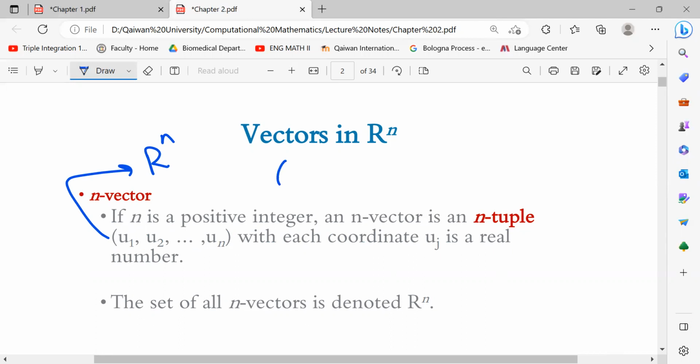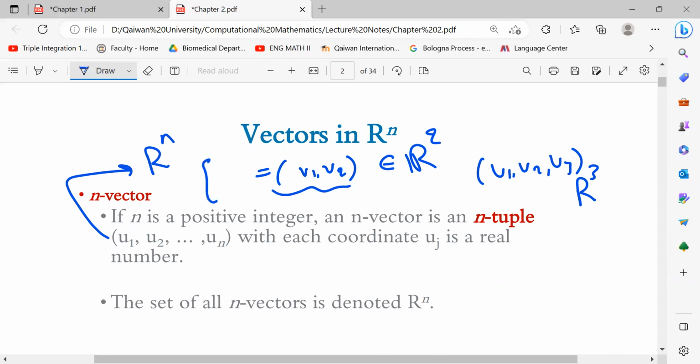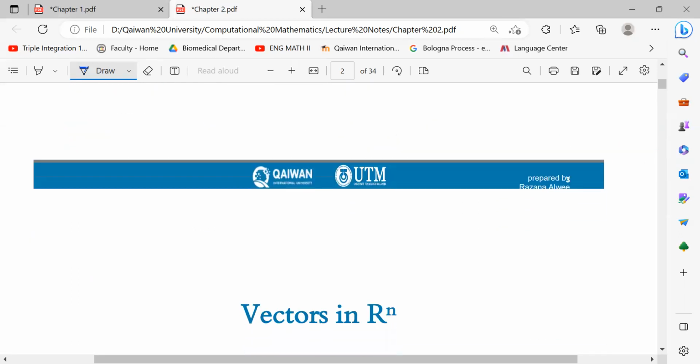If we have, let's say, two, v1 and v2, how many entries do you have? Two. So it's in R2. If we have three elements, v1, v2, v3, it's in R3. And if you have four elements, we say it's in R4. As you said, we could represent this in the other way, which is v1, v2, and this one as a column vector, we could represent by v1, v2, v3.